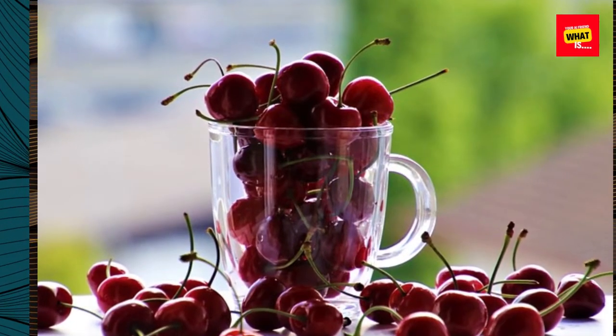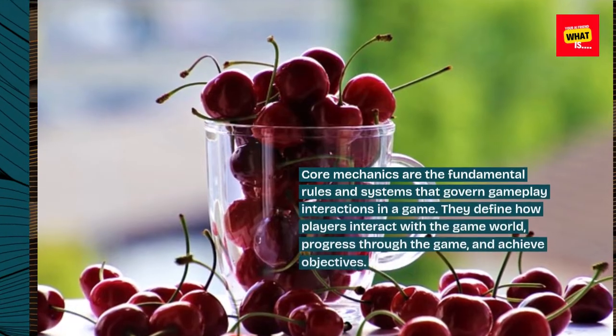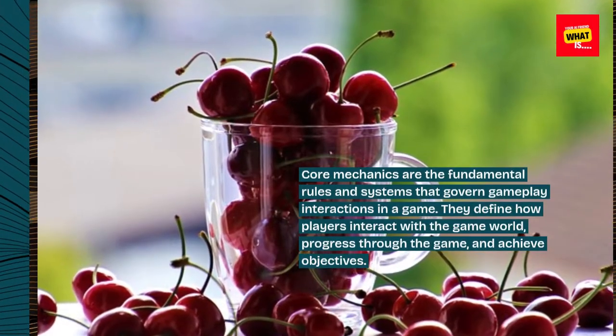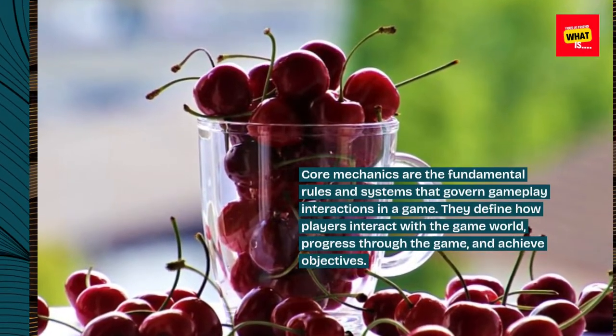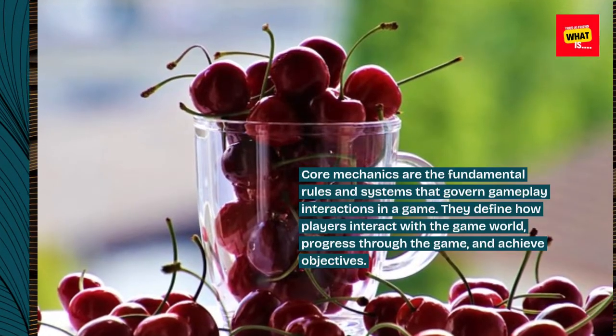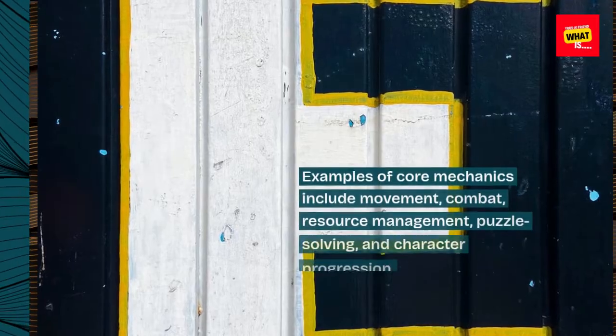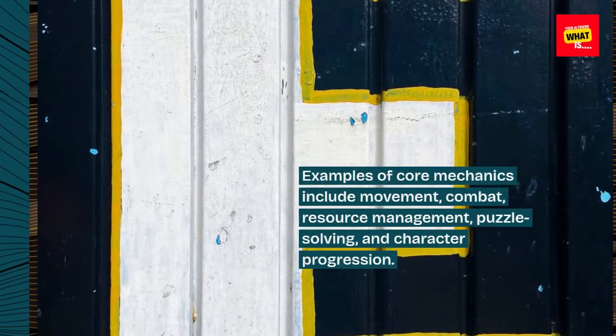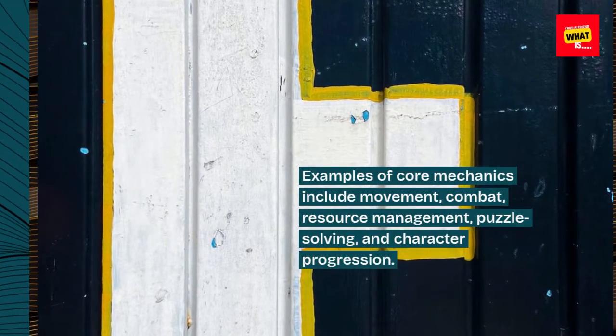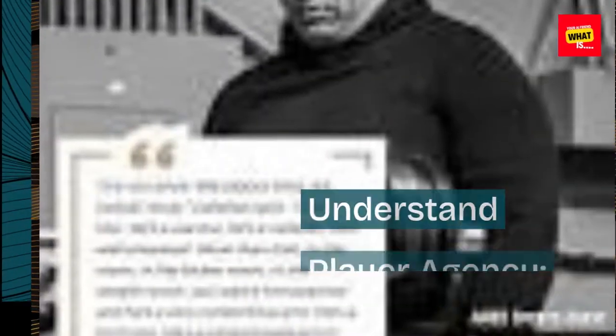Identify core mechanics. Core mechanics are the fundamental rules and systems that govern gameplay interactions in a game. They define how players interact with the game world, progress through the game, and achieve objectives. Examples of core mechanics include movement, combat, resource management, puzzle solving, and character progression.